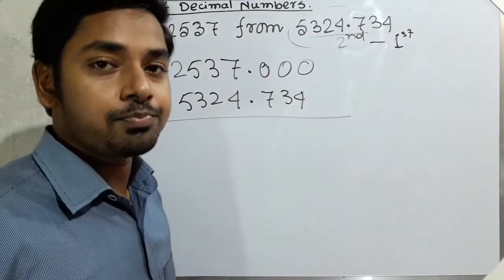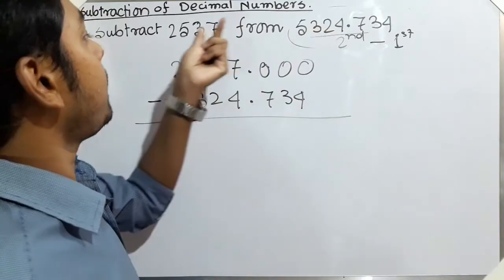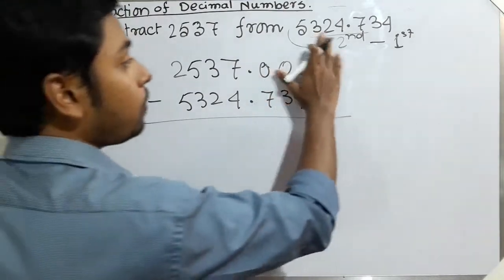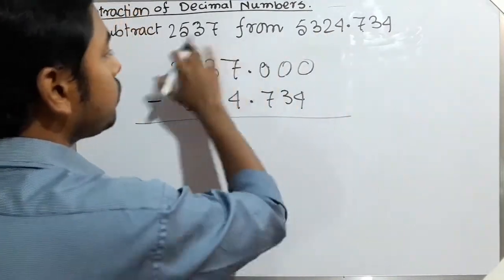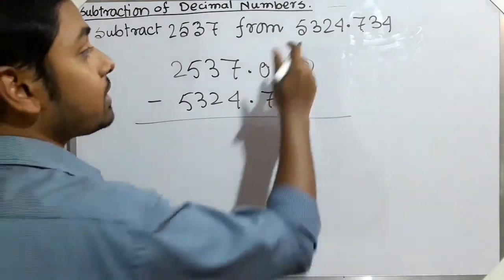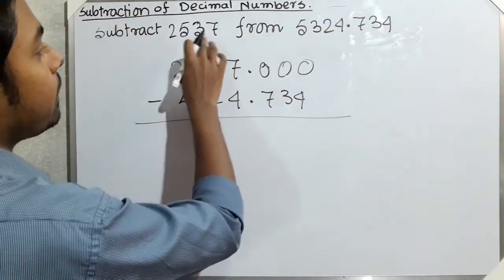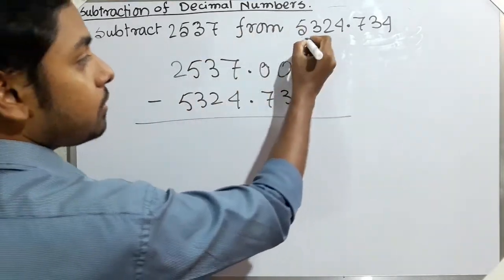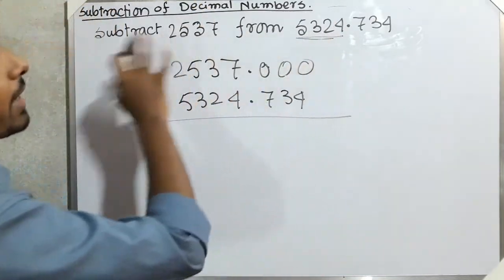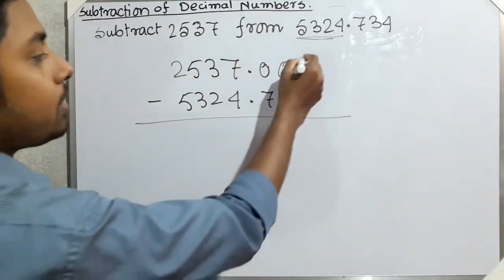Or otherwise, how can you understand that you have to subtract second one minus first one? It is very easy. You have to check both numbers very carefully. Which is the biggest number here? You can see here 5324.734 and here 2537. So easily we can tell 5000, that means this number is bigger than this number. That means we cannot subtract this number from this number.